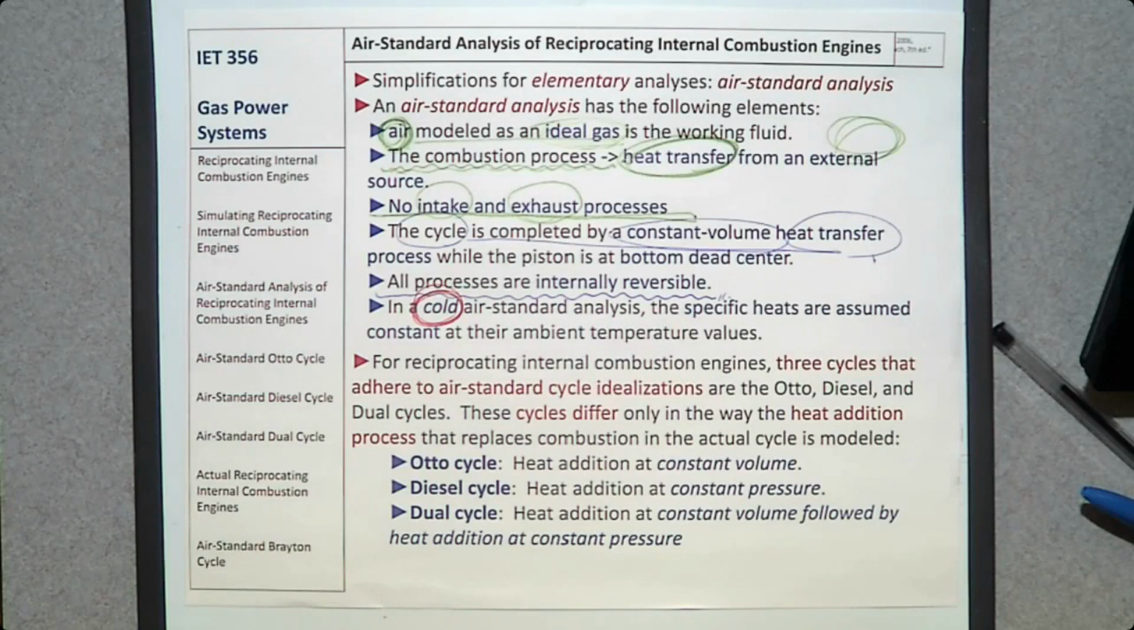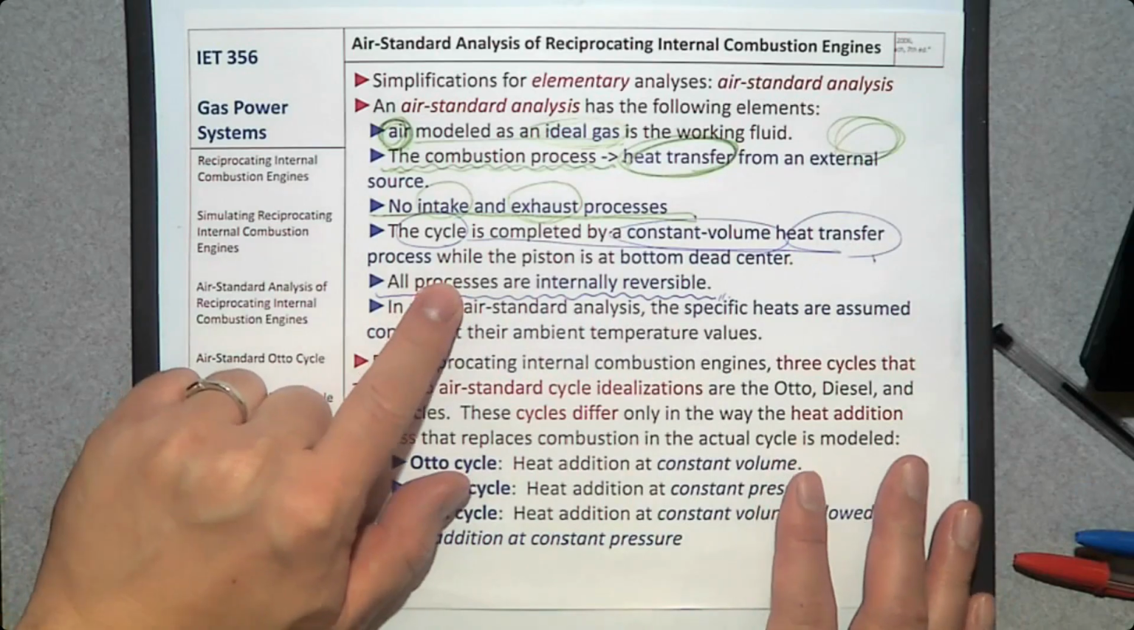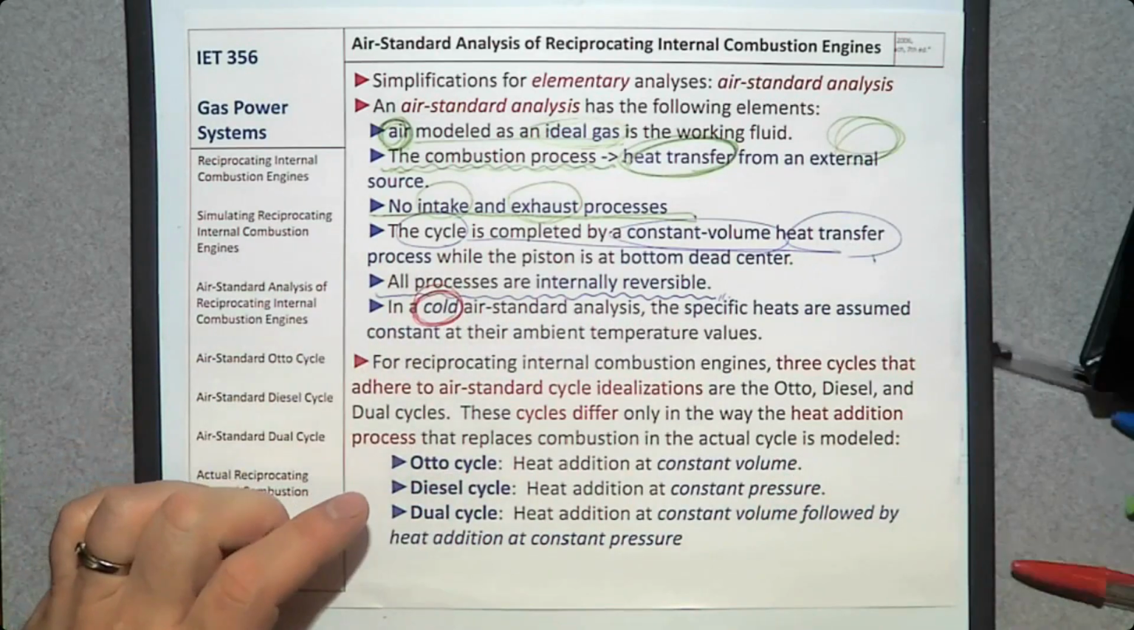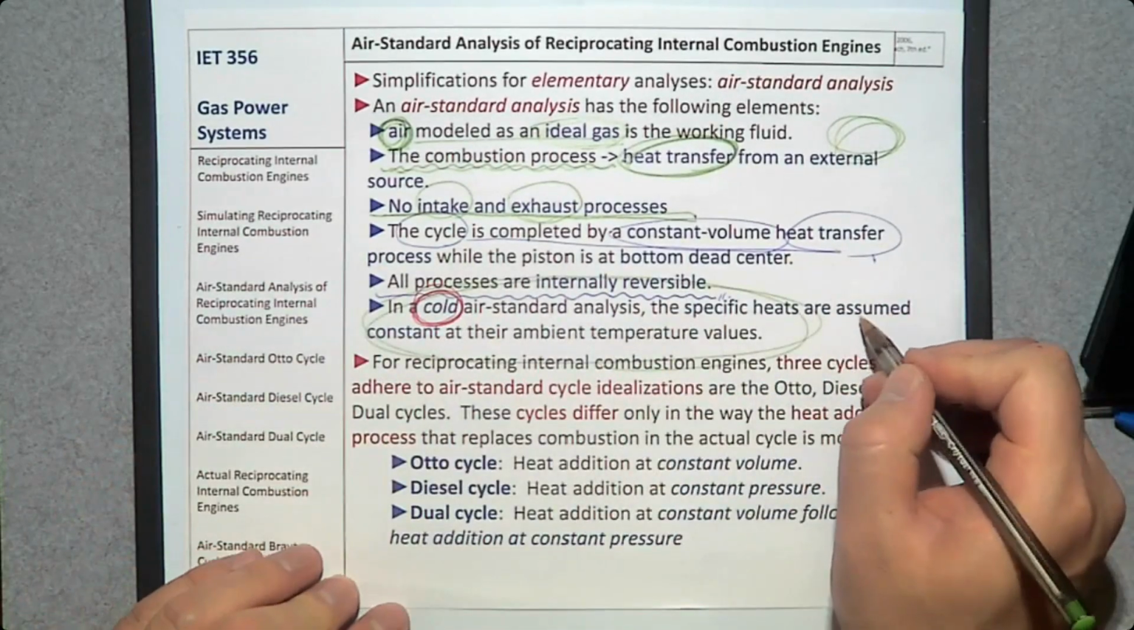So this one is way simpler because we are going to use constant specific heats, but we are not going to use cold air standard analysis for the Otto cycle or the diesel cycle. Maybe we can use it for the gas turbine later. So until then, we are not going to consider cold air standard analysis. This one is only for the gas turbine.